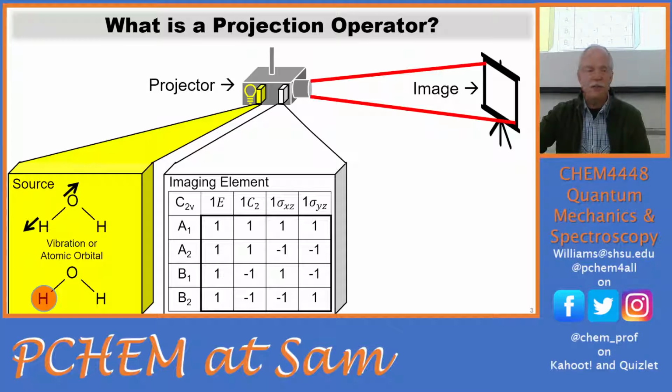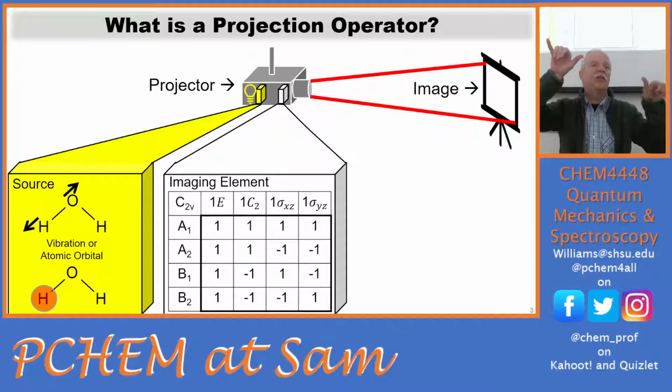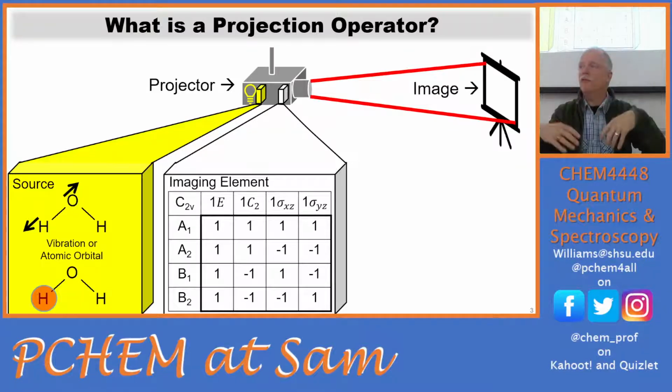So if we take these two sources and we run them through the A1 row on that character table, as we do a C2 on it or a reflection or something, those plus ones will govern either the direction of the arrows or the color of the 1s orbital. And if we go through different rows, when we get to some minus ones, the arrows will change direction, or the color of that red 1s orbital will change to green, and we'll get the symmetry adapted linear combination of all of the symmetry connected elements.